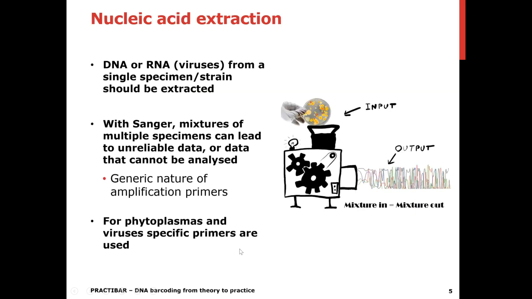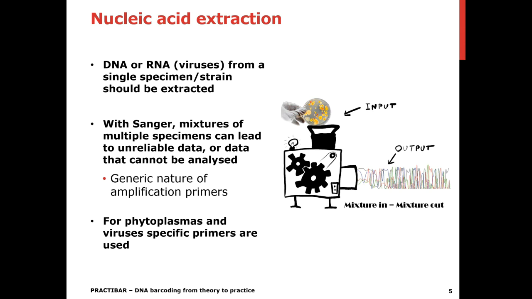So what do you use? So you use DNA, or RNA in case of viruses, from one single specimen or strain. Because if you use mixtures of multiple specimens, this can lead to unreliable data or data that cannot be analyzed, because you get double peaks or double sequences in a mixture, because of the generic nature of your amplification primers.